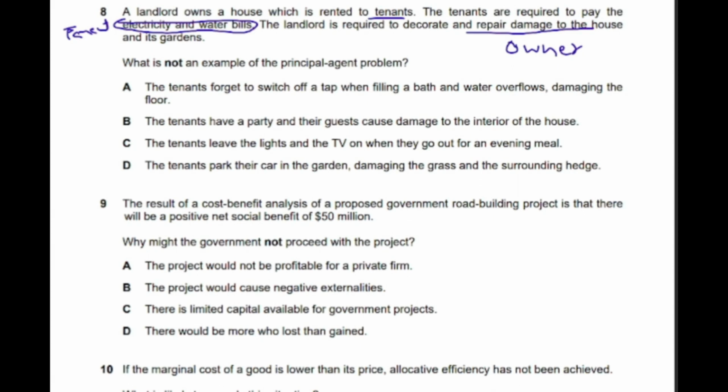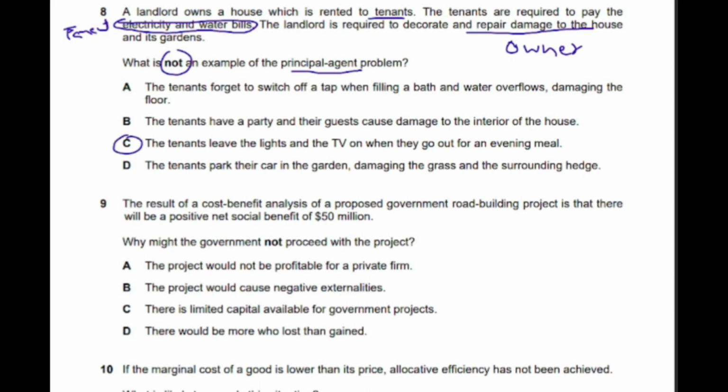What is not an example of principal agent problem? So principal agent problem is when there is conflict between two parties like owner and tenant, and here the examiner is asking what will not cause principal agent problem. It means all other options will cause principal agent problem. There is only one option that will not cause conflict between owner and the tenant. So option C is the correct answer.